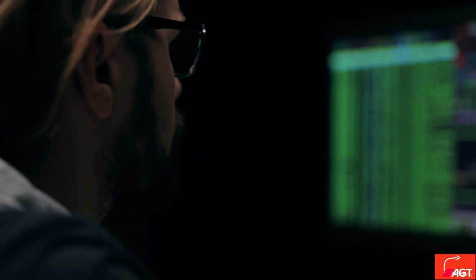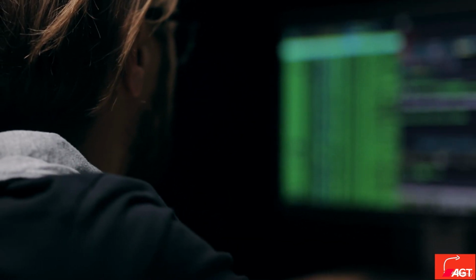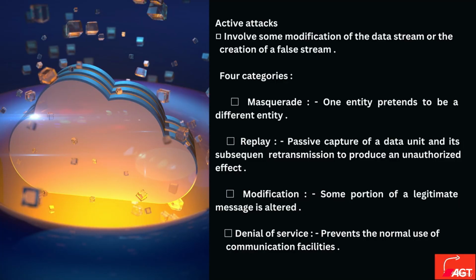Masquerade. In this kind of attack, the attacker impersonates another user or entity to obtain unauthorized access to sensitive data or cloud resources. The attacker may impersonate a legitimate user or company using stolen login credentials or by taking advantage of flaws in the cloud architecture.